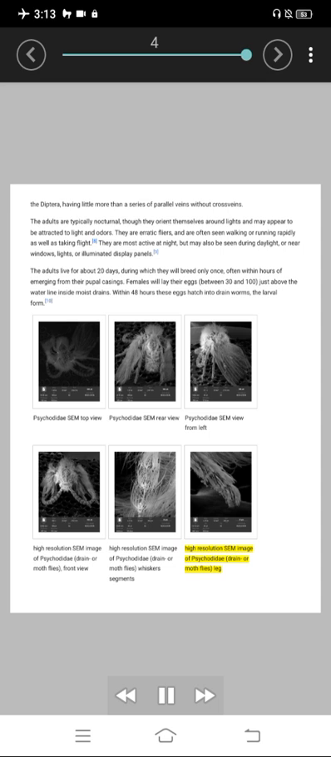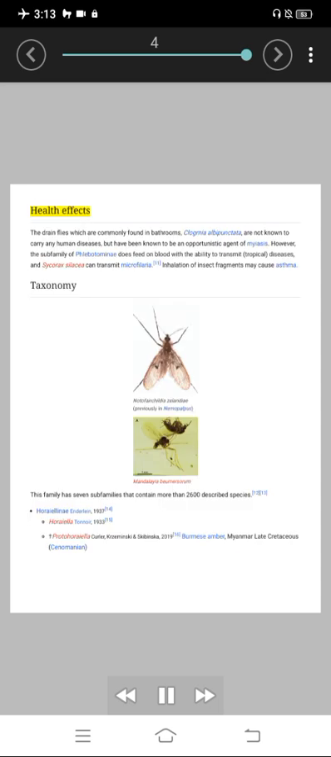Health effects. The drain flies commonly found in bathrooms, Clogmia albipunctata, are not known to carry any human diseases, but have been known to be an opportunistic agent of myiasis. However, the subfamily Phlebotominae does feed on blood with the ability to transmit tropical diseases, and Sycorax silacea can transmit microfilaria. Inhalation of insect fragments may cause asthma.